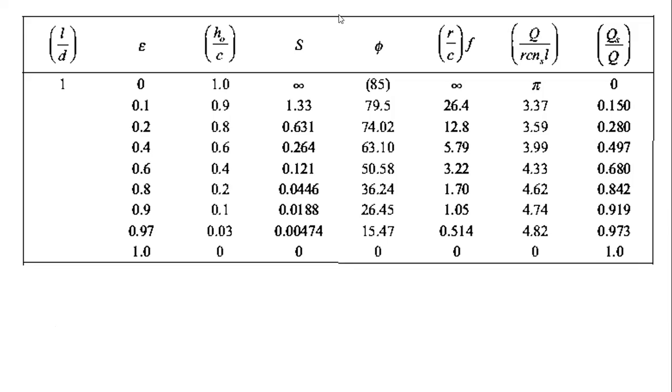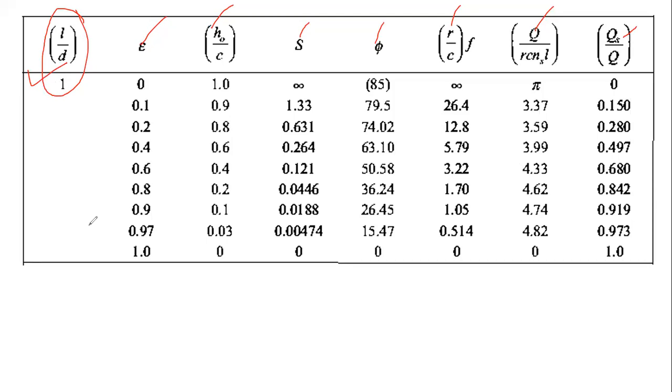The method is first find out L by D ratio. And for that, one of the parameters, either attitude or eccentricity ratio, HO by C, Sommerfeld number, angle, R by C into F, coefficient of friction variable, Q upon RC NSL, QS by Q, anything, any one of them should be known to you. Or you'll have to first find out any one of the parameters based on L by D ratio.